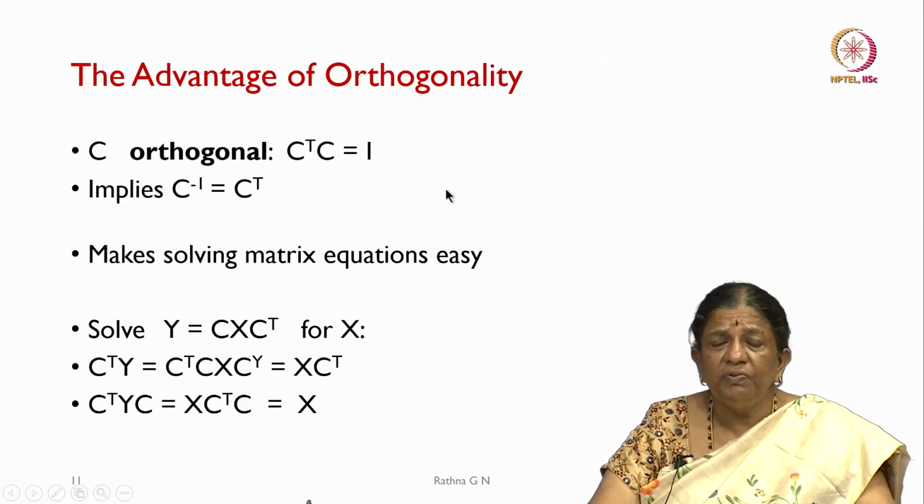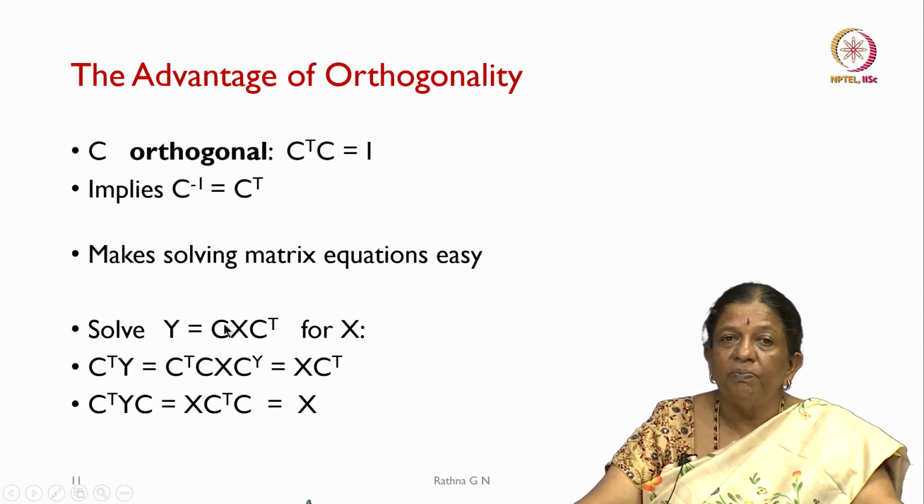What is the advantage of orthogonality? We will see. If C is orthogonal, then C transpose C is going to be the identity matrix I. That implies that the inverse of C is equivalent to C transpose itself. So, this makes solving the matrix equation easy, as shown here, that is Y equals C into X into C transpose. Then what happens when I take C transpose of Y, and then C transpose on the right hand side also?